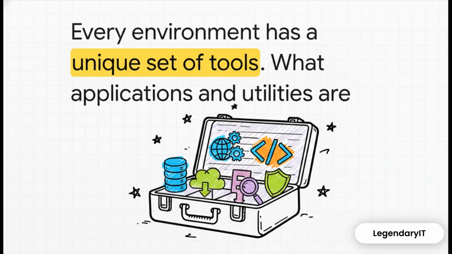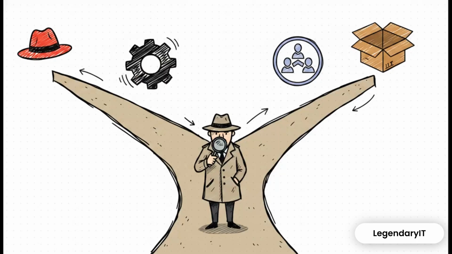As an investigator, you've got to know what you can work with. What applications, servers, and utilities are installed on this machine? This is basically us taking a digital tool inventory. And here we hit a classic fork in the road for any Unix detective. The command you need to use depends entirely on the system's family tree. So on systems like Red Hat or CentOS, you'll be using RPM. But on Debian or Ubuntu systems, you'll be using dpkg. Knowing which one to use in which situation, that's part of being a seasoned investigator.